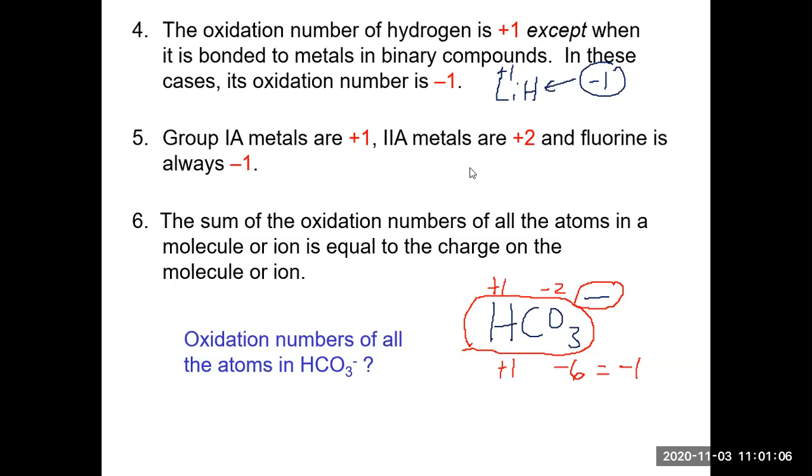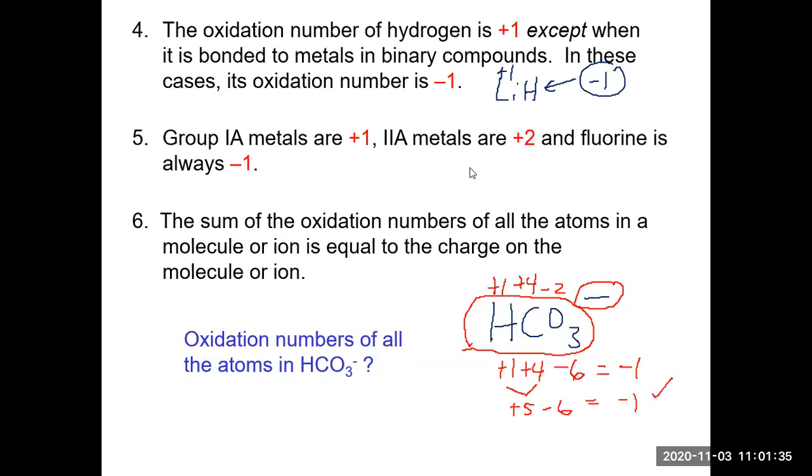So at this point, what we got going is +1 and -6. So that's a -5. So to get us to -1 in this particular case, we should have a value of +4 for our carbon. That means if I take +1 and +4, that gives me +5. -6 leaves me a -1 left over.